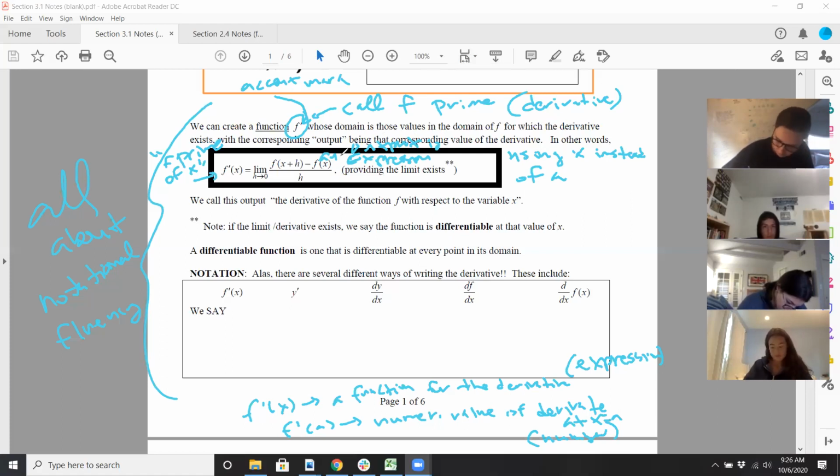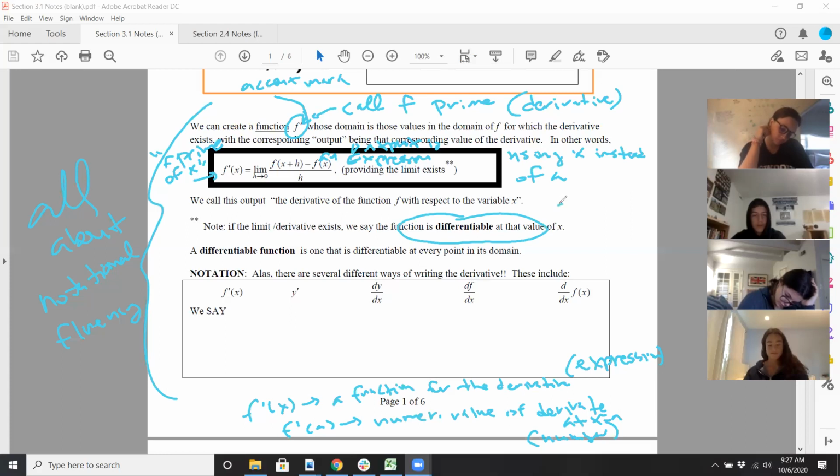So that's what's being said here. We create a function f prime whose domain is those values in the domain of f for which a derivative exists, with the corresponding output being that corresponding value of the derivative. So in other words, the output is going to be an expression. And we call it the derivative of the function f with respect to the variable x, because we're using the variable x. And remember, the limit has to exist for this to work. If it does exist, that means the derivative exists, and then we can say the function is differentiable.